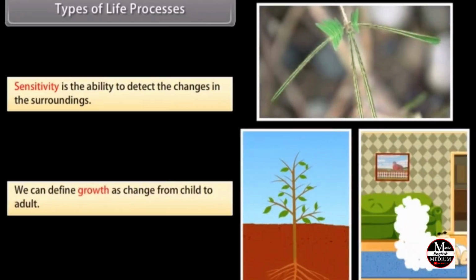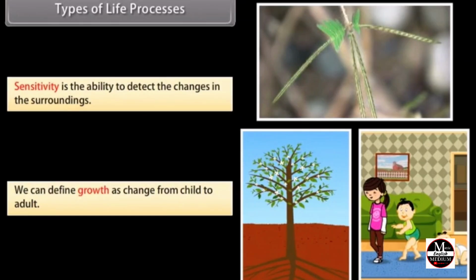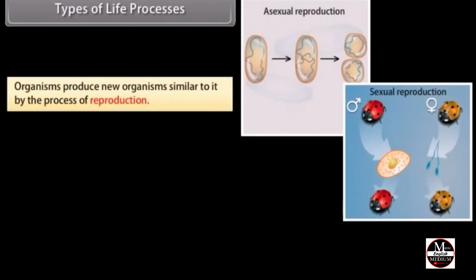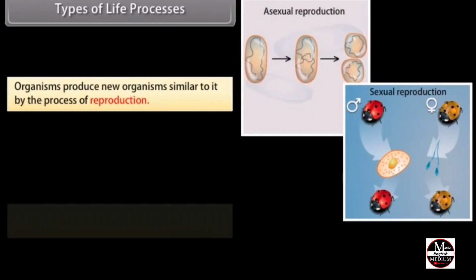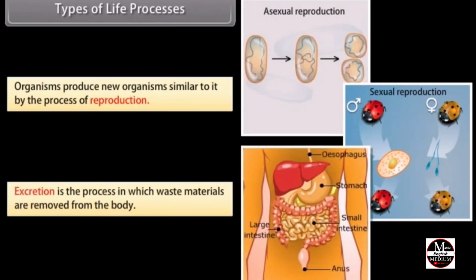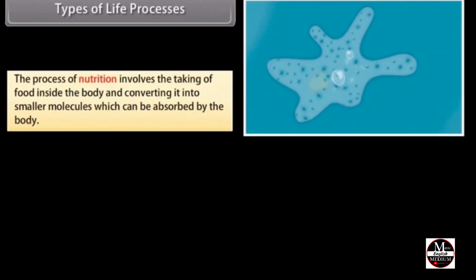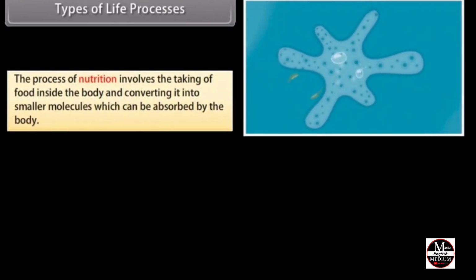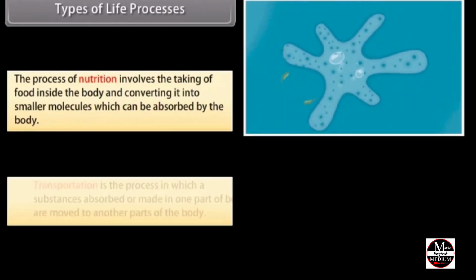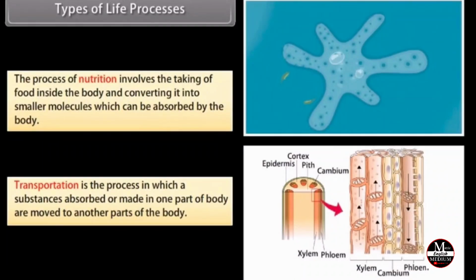We can define growth as change from child to adult. Organisms produce new organisms similar to it by the process of reproduction. Excretion is the process in which waste materials are removed from the body. The process of nutrition involves the taking of food inside the body and converting it into smaller molecules which can be absorbed by the body. Transportation is the process in which a substance absorbed or made in one part of the body is moved to other parts of the body.